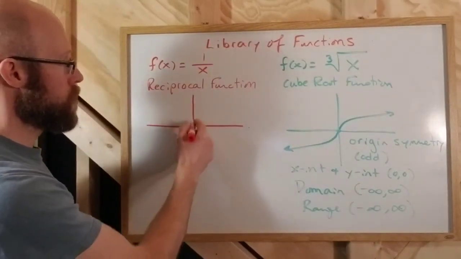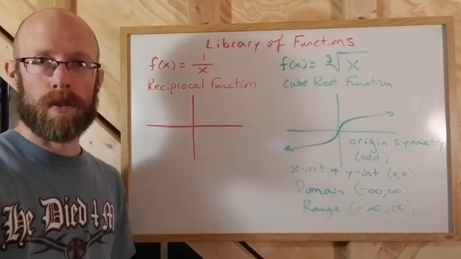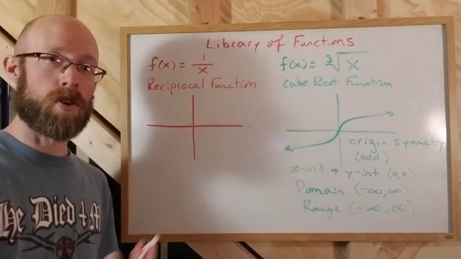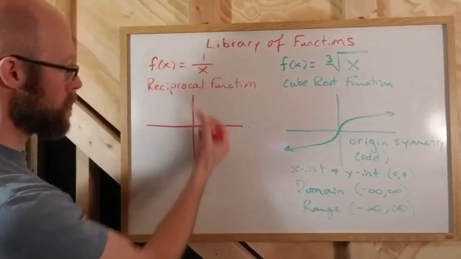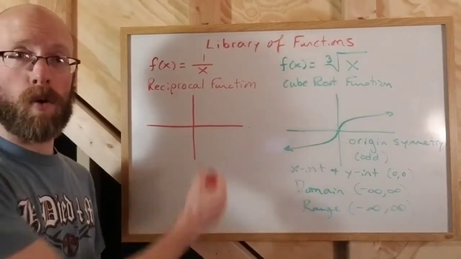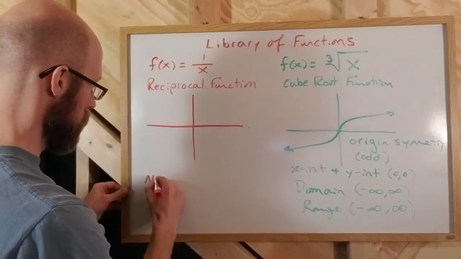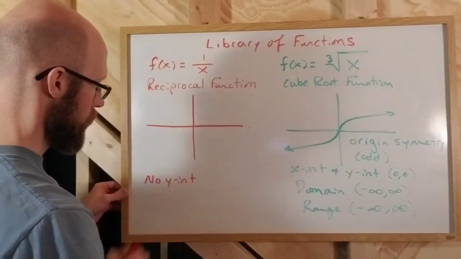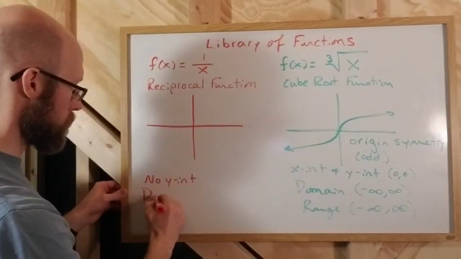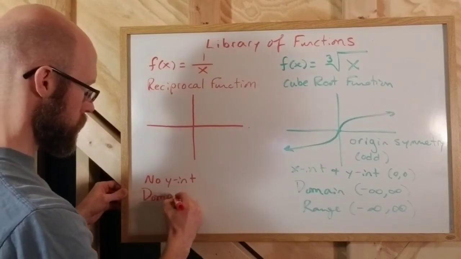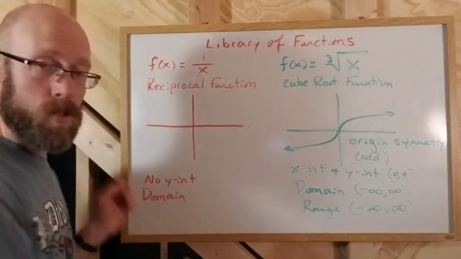If you plug in 0, what's 1 over 0? Well, it's undefined. So there's no 0 in the domain. So there's not going to be a point at the origin like there has been, or at all on the y-axis. In fact, there's going to be no y-intercept here. And that tells us right away that the domain is all real numbers except 0.